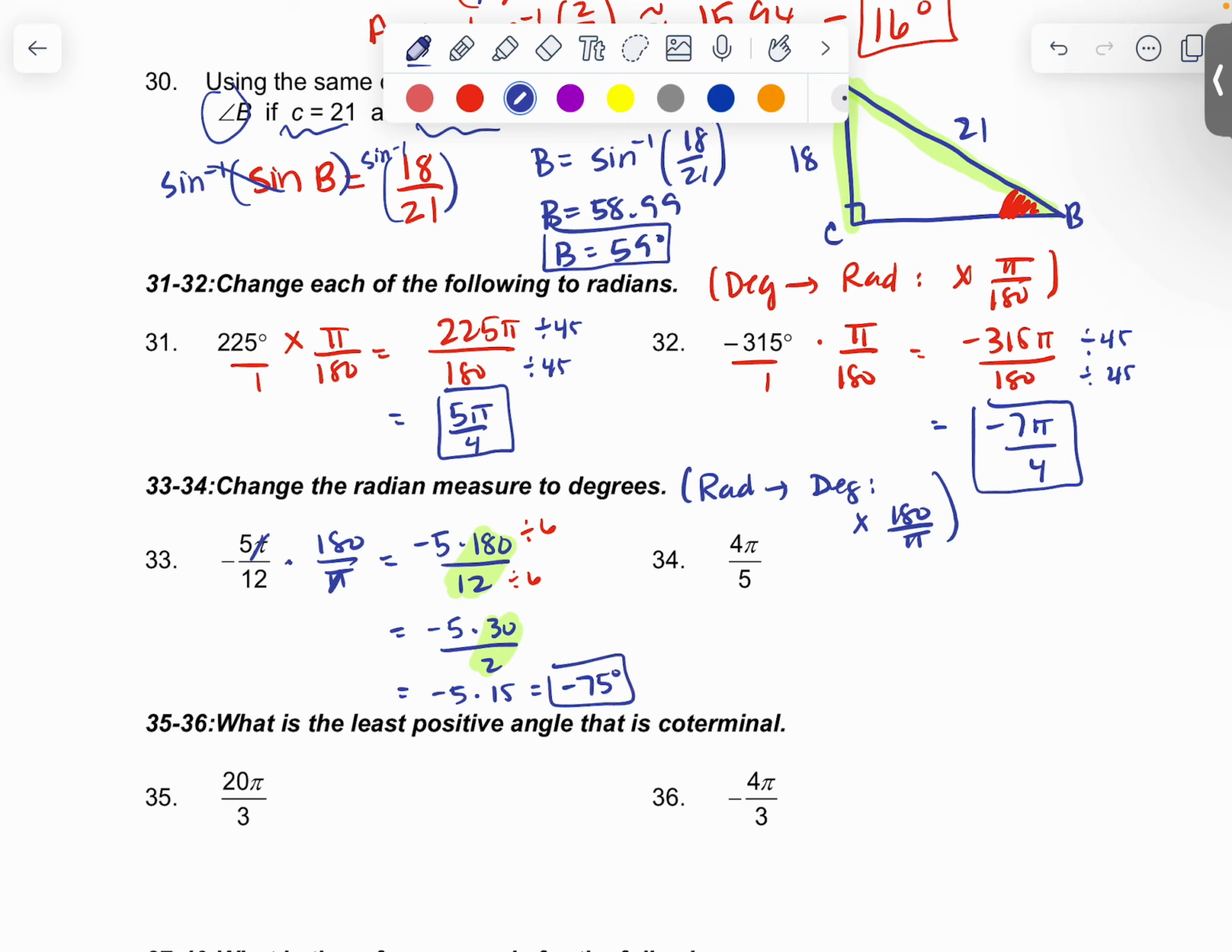Okay, all right, same thing with this one. I'm going to multiply by 180 over pi. These cancel, so I'm left with 4 times 180 all over 5. Nothing can happen with the 4 and the 5, but 5 goes into 180. How many times? Well, 5 goes into 18 3 times with a remainder of 3, and 5 goes into 30 6 times. So this is going to be 4 times 36. If I do that on the side, 36 times 4, so 6 times 4 is 24, carry the 2. 4 times 3 is 12, plus 2 is 14. So this is going to be a nice 144 degrees.